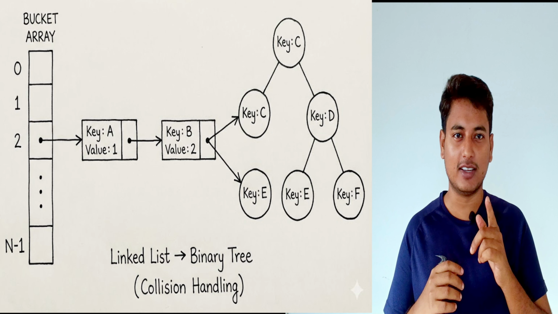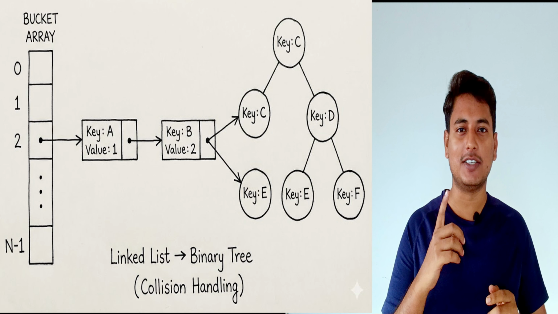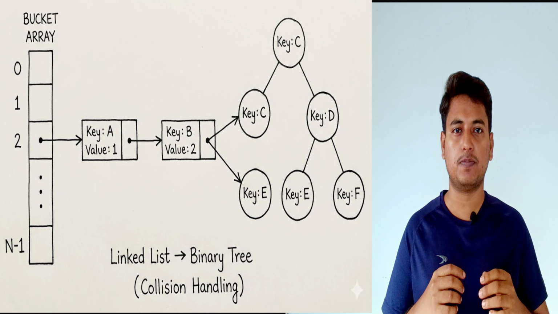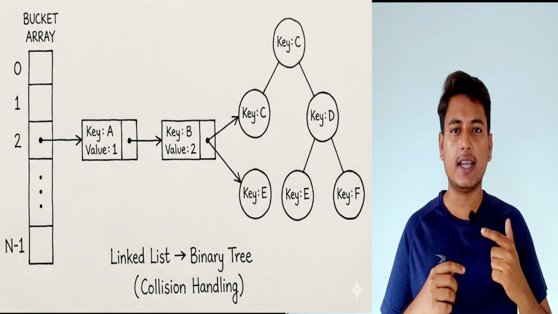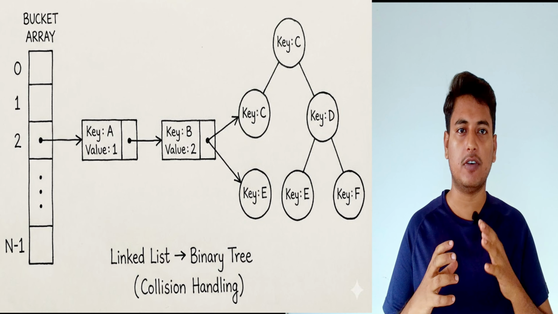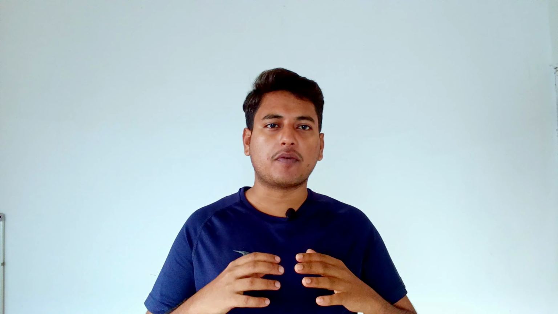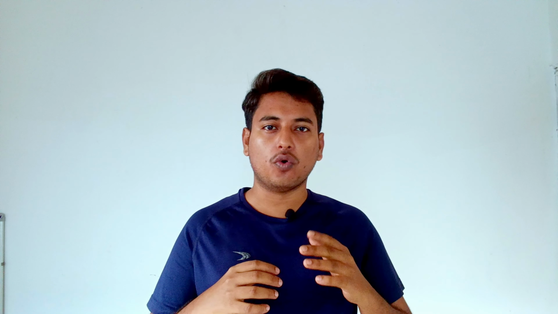Here is the hired tip. Mention Java 8. Tell them if a bucket gets too full, especially more than 8 items, Java 8 converts that linked list into a red black tree. This improves performance from O(n) to O(log n). Mentioning that detail proves that you know your stuff.